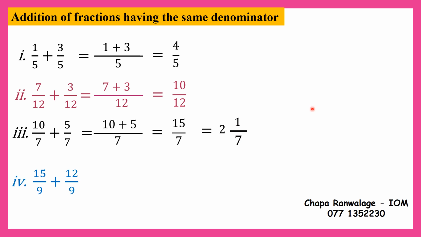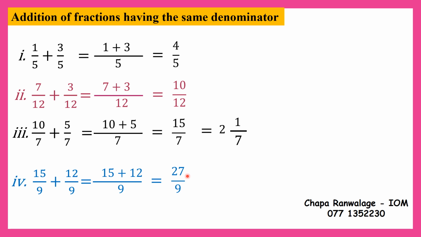Fourth example is 15 over 9 plus 12 over 9. Again we can say the denominators are the same. So the common denominator is 9, and we can add 15 and 12 together. 15 plus 12, what is the result? 15 plus 12 is 27, and the denominator is 9. Again we can see the numerator is greater than the denominator. Oh, this one is an improper fraction. So we have to convert this into a mixed number.